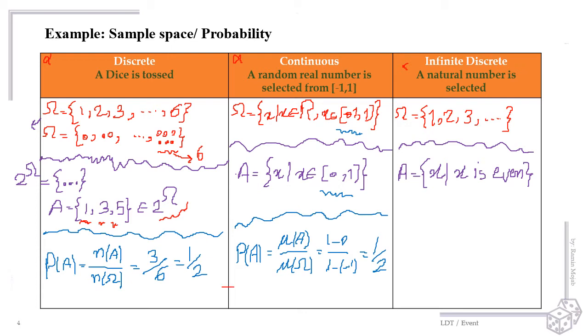The difference between these two is that for the discrete case, all members of the power set are events. But this is not true for the continuous case. I will talk about it later. All members of the power set here are not events.